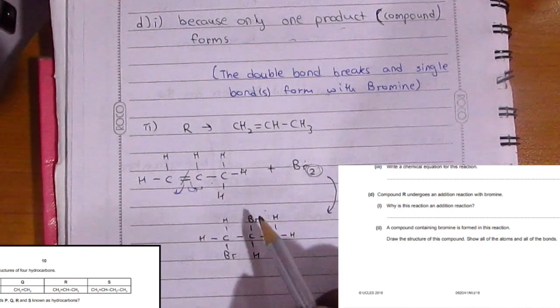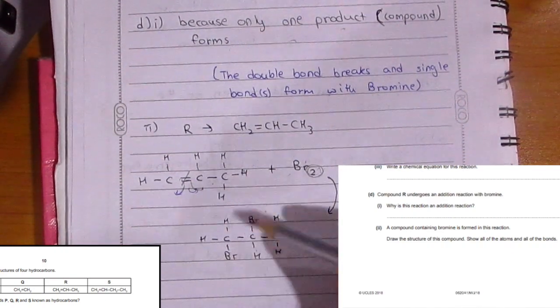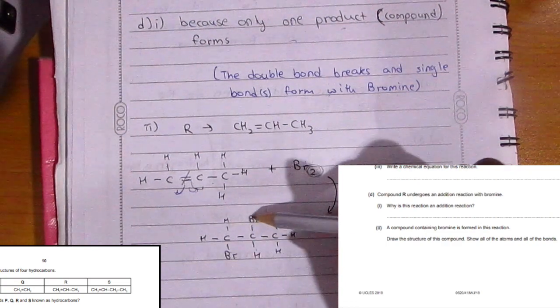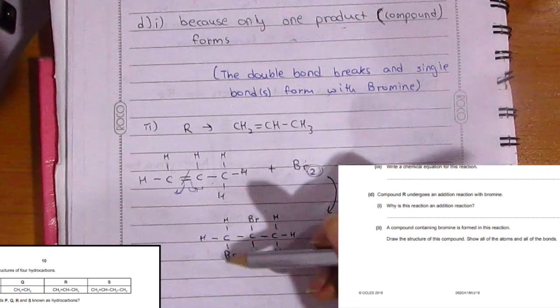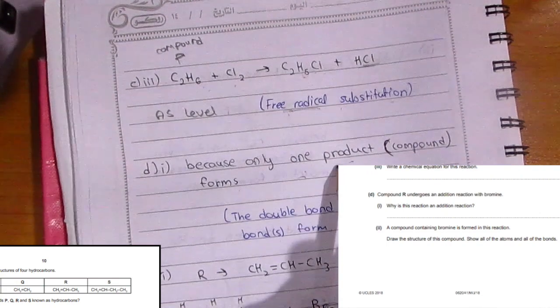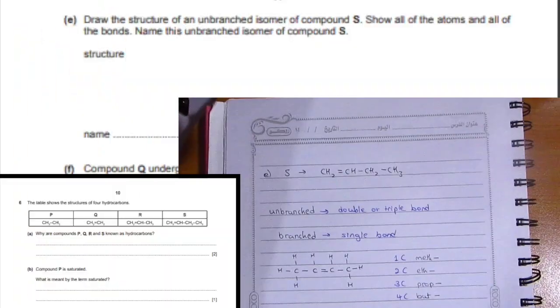So you can have the Br at the top or the bottom, it does not matter, because single bonds can actually rotate. And so whether you put it at the top or bottom makes no difference. It's still correct. So now for the next question, which is part E, I guess. Well, no, it is part E. What am I saying?